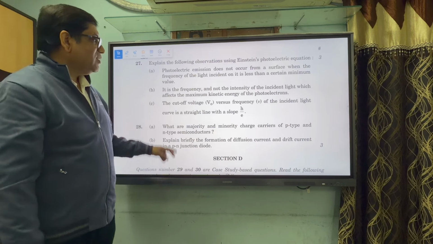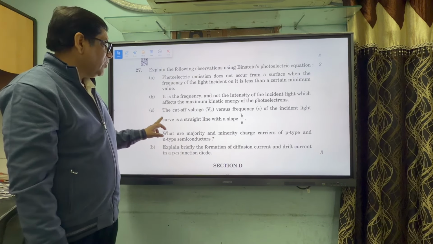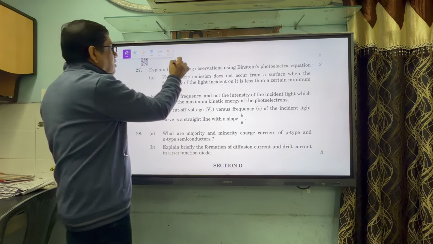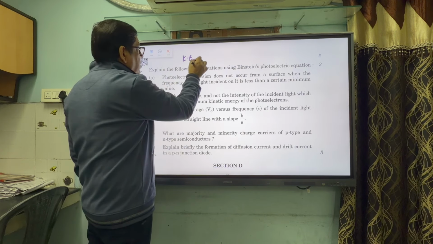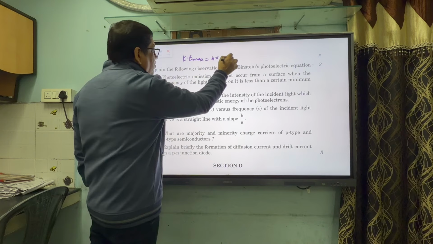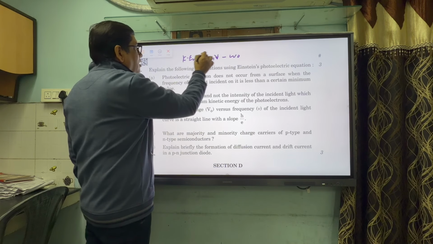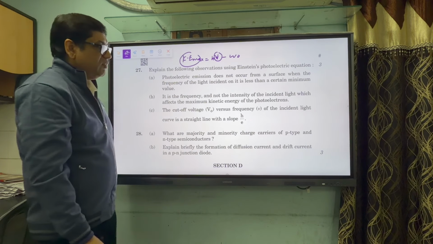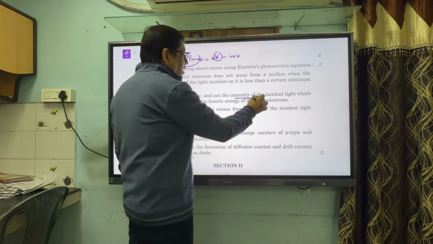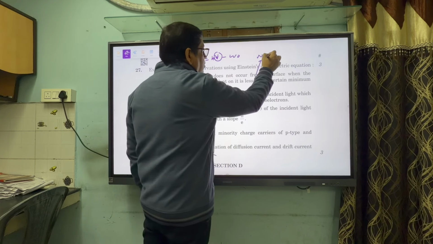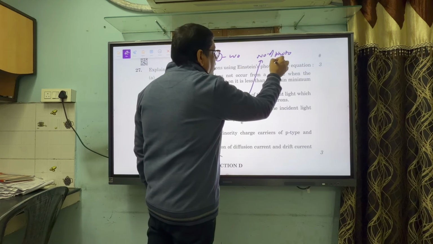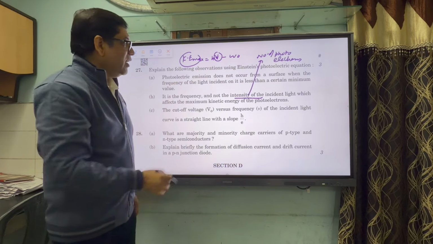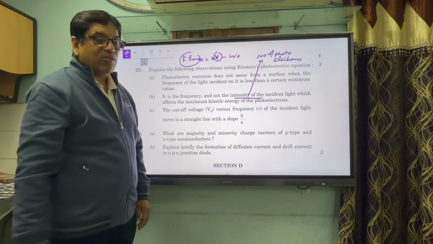B part, it is frequency, not the intensity of light, which affects the maximum kinetic energy. Obviously, again same equation, I can show again. Kinetic energy maximum is equal to h nu minus work function. So clearly kinetic energy maximum depends on frequency. It depends on frequency. Number of photoelectrons depends on intensity. Number of photoelectrons will depend on intensity. The kinetic energy of electrons will depend only on frequency.